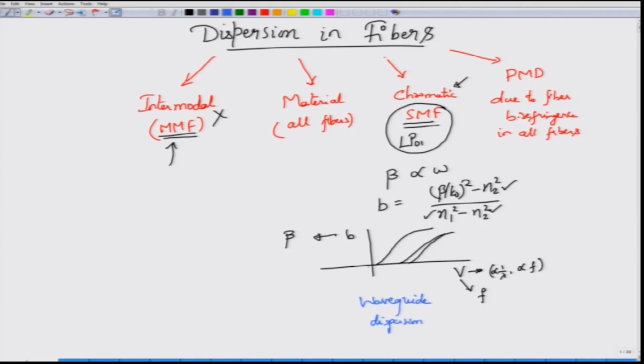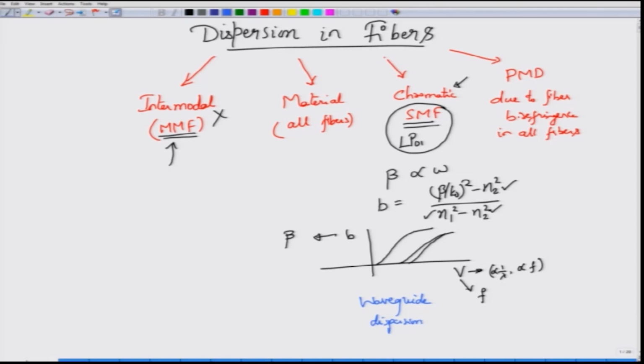This dispersion characteristic is because of the circular nature of the optical fiber. If I were to fabricate a rectangular optical fiber, then the corresponding beta versus V will be different. So, this is the pure geometric effect, or the fact that you are trying to guide in a particular geometry is called the waveguide dispersion.